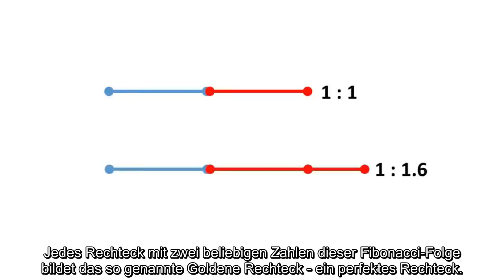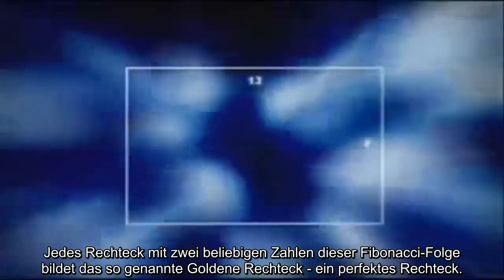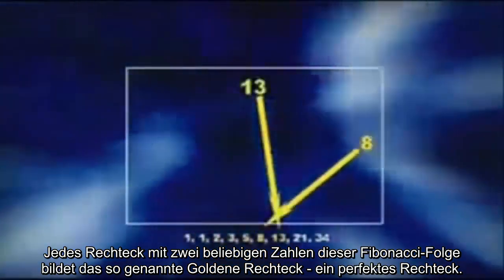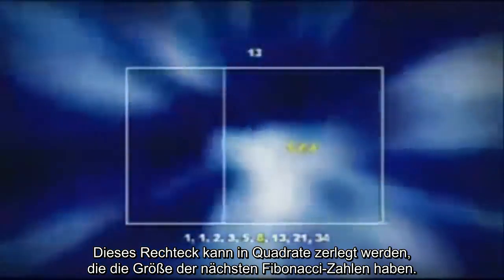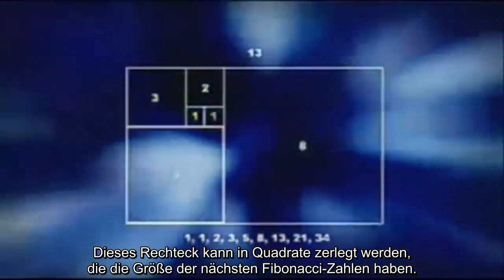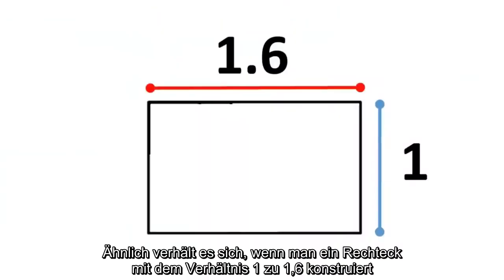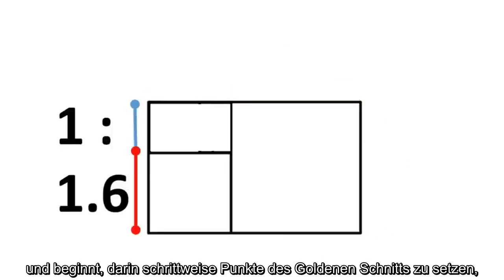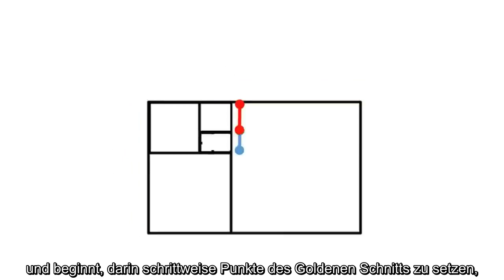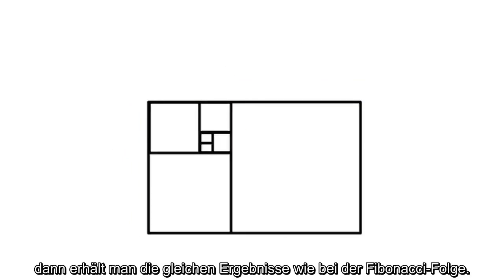Any rectangle with any two of the numbers of this Fibonacci sequence forms what is known as the golden rectangle, a perfect rectangle. This rectangle can be broken down into squares, the size of the next Fibonacci numbers. Similarly, if you construct the rectangle with the 1 to 1.6 ratio and begin to make incremental golden ratio points within that, you end up with the same results as the Fibonacci sequence.